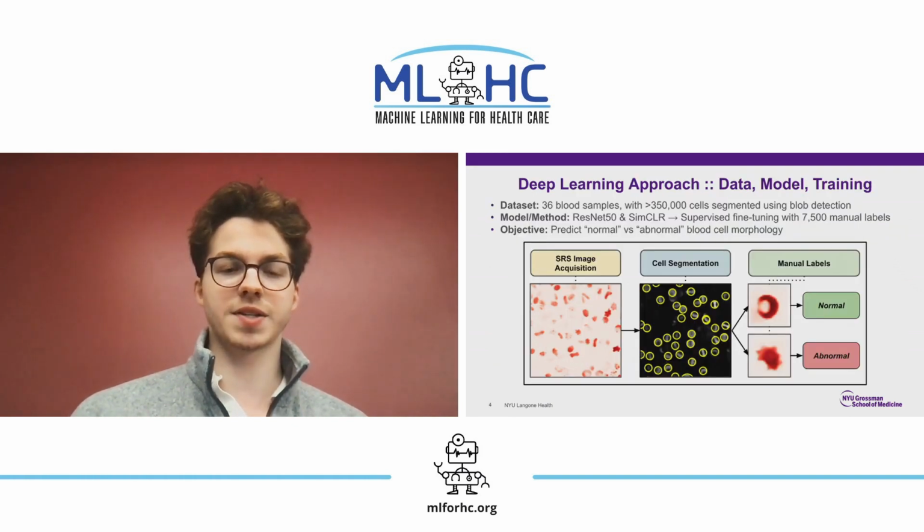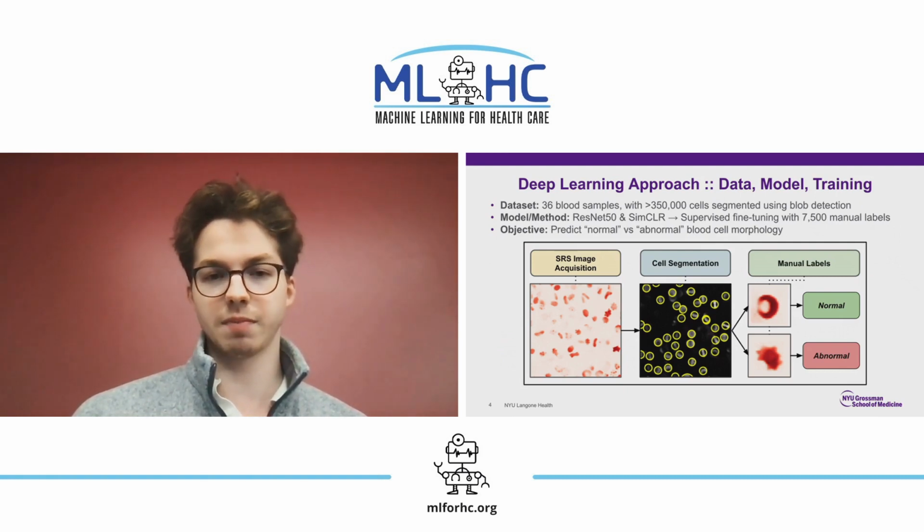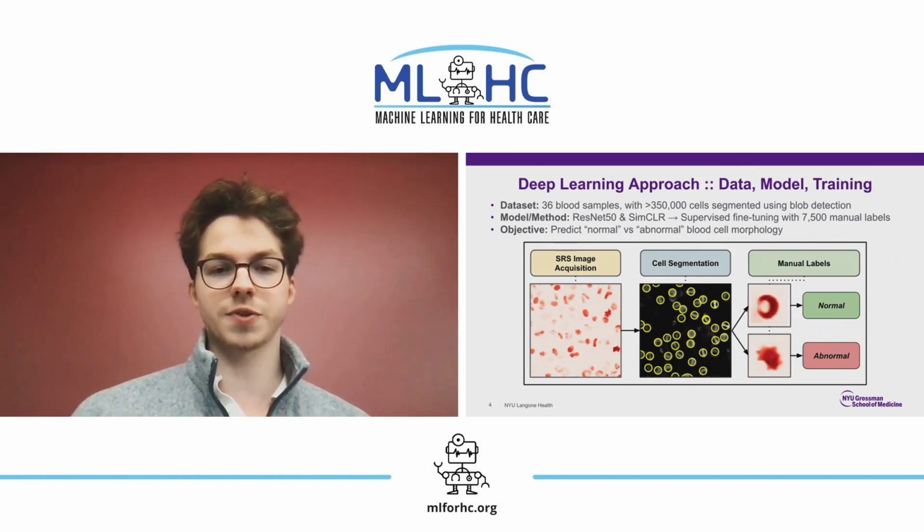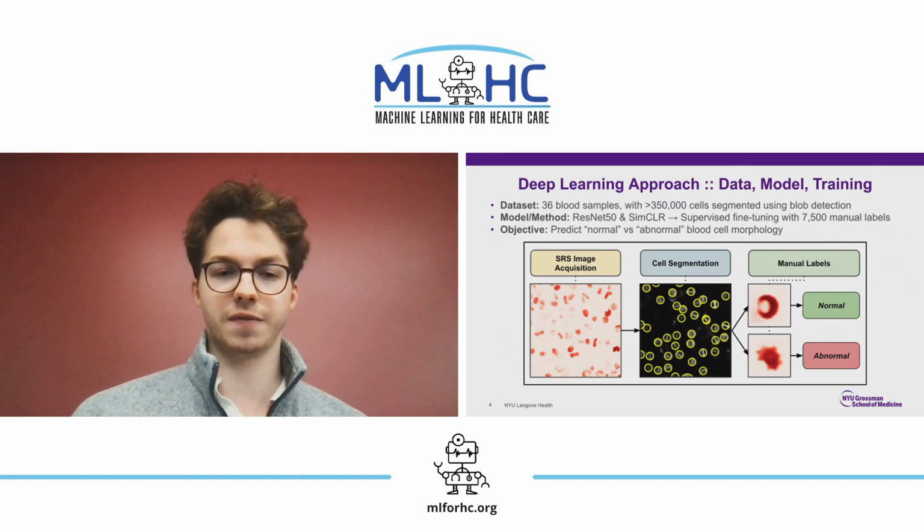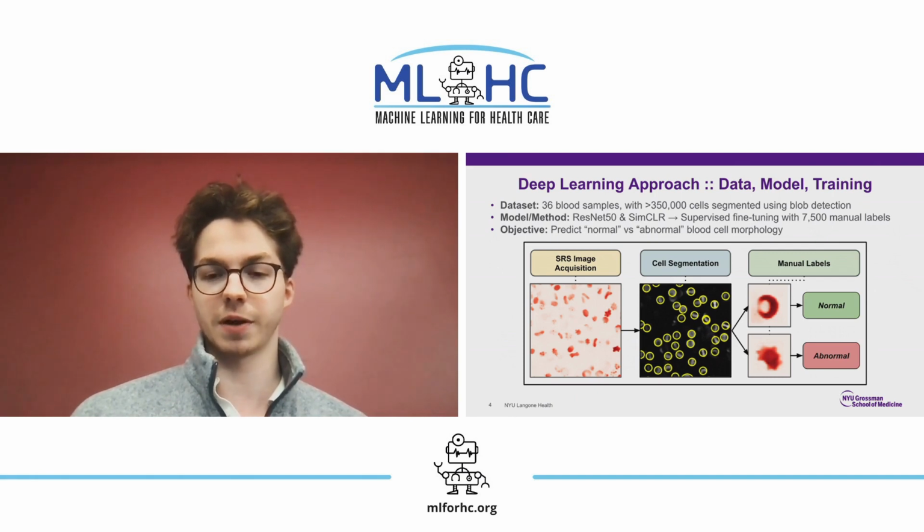We compiled a dataset of 36 blood samples, including both baseline preoperative and post-salvage blood samples, and then segmented more than 350,000 individual red blood cells. These hundreds of thousands of cells were fed into a ResNet-50 convolutional neural network and trained with the SimCLR self-supervised approach. We then performed supervised fine-tuning with 7,500 manual labels of normal or abnormal blood cell morphology, as you can see on the bottom right.